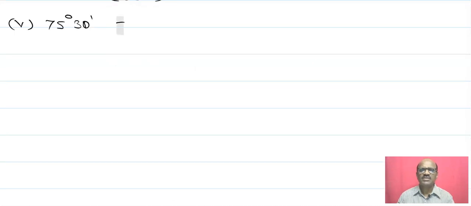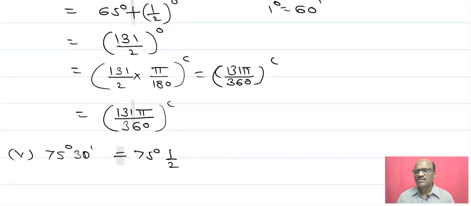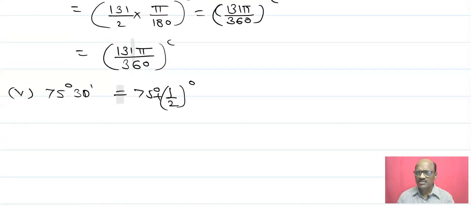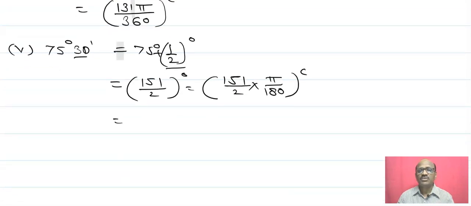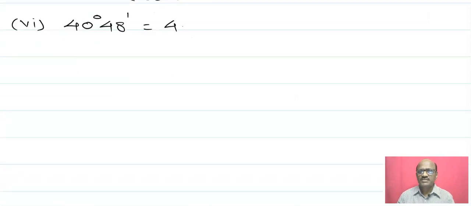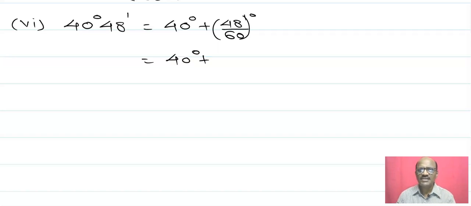It's very normal multiplication. 75 degree and 30 minutes. Now 1 degree is equal to 60 minutes and 1 minute is equal to 60 seconds. Now see this, 30 minutes means 1 upon 2 degree. 30 minutes is written as 1 upon 2 degree. And simple simplification is there. 40 degree and 48 minutes. Again convert this minutes into the degree. That is 48 upon 60. It is 4 by 5.